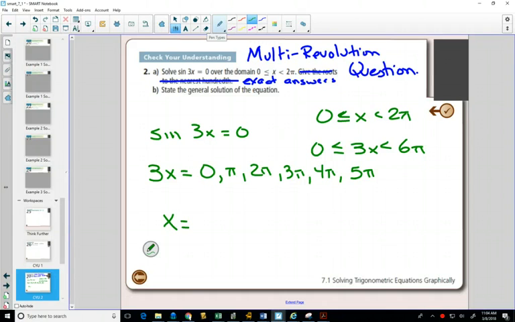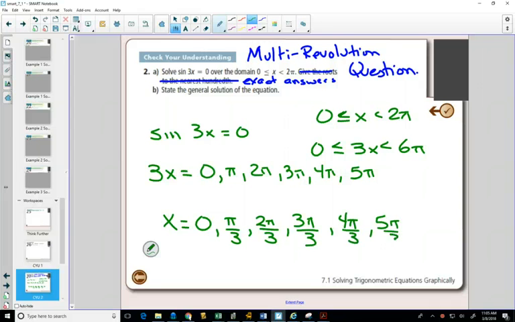Well, if 3x was equal to 0, pi, 2 pi, 3 pi, 4 pi, 5 pi, then 1x would equal, and we'd have to divide each of those by 3. So 0 divided by 3 is still 0. I'd have pi divided by 3, 2 pi divided by 3, 3 pi divided by 3, 4 pi divided by 3, and 5 pi divided by 3.